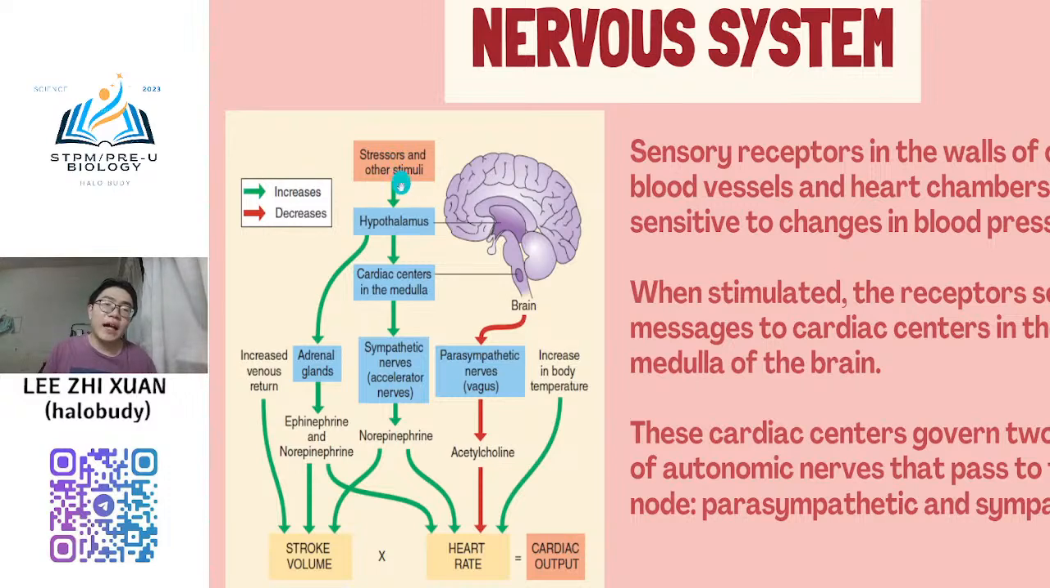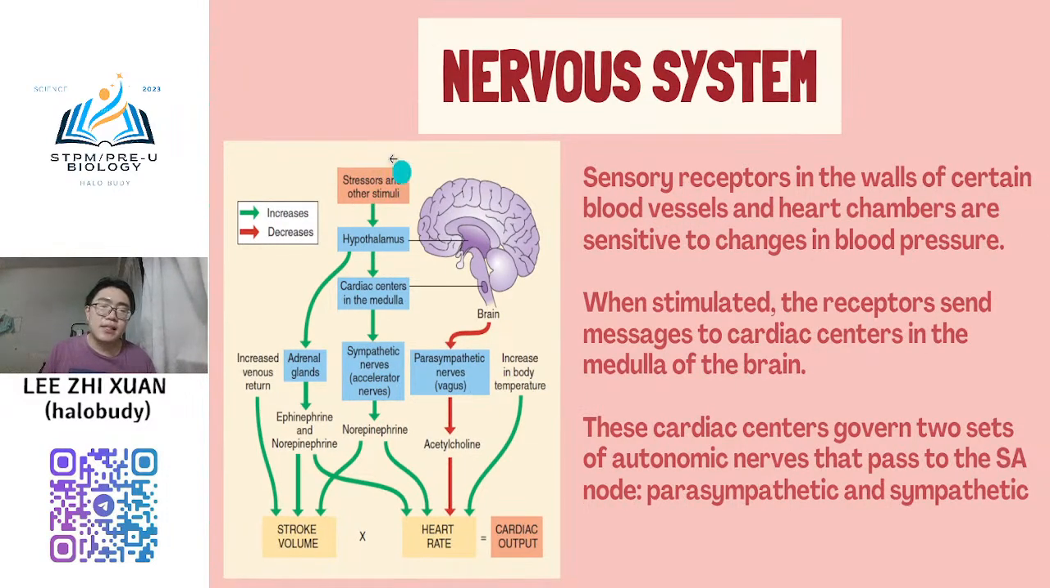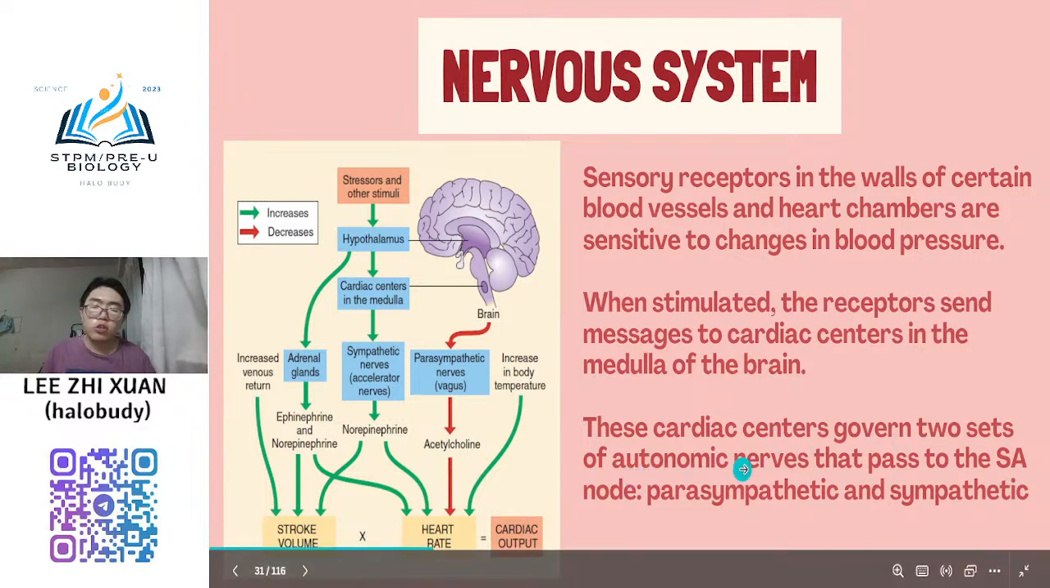so stressor or other stimuli. So when there is some change happening inside your blood or your heart chamber, this sensory receptor will be stimulated, and then it will send the message to the hypothalamus first, and then it will directly go to the cardiac center. Okay, so this cardiac center will govern two sets of autonomic nerves that pass to the sinoatrial node, either parasympathetic or sympathetic.